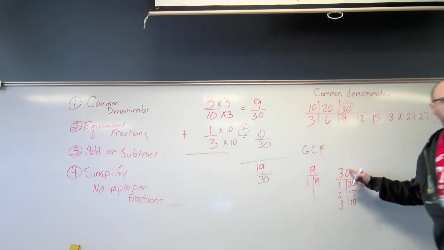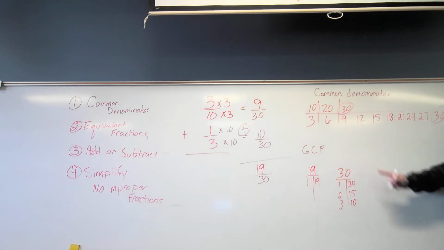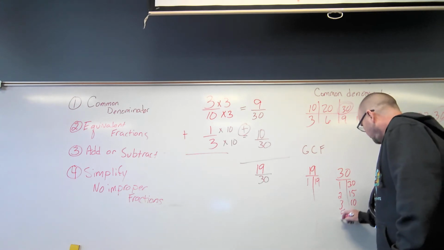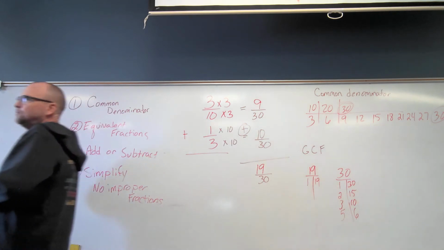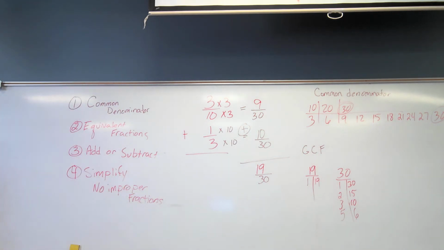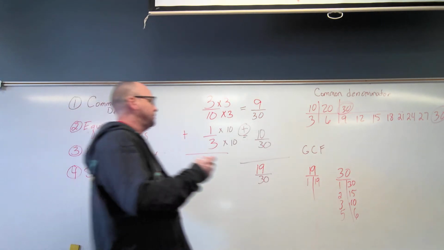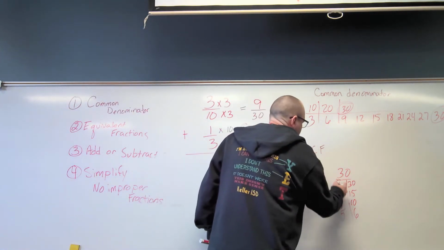And it ends in a 0. That's how I know 10 is there. Then we go 5 and 6. And it ends in a 0, so I know 5 is a factor of 30. Now I got to see what they have in common. What they have in common is a 1.